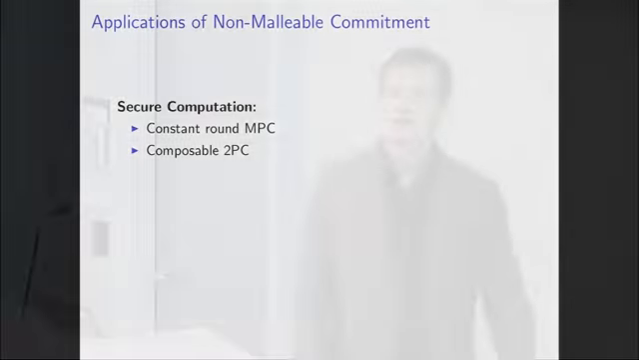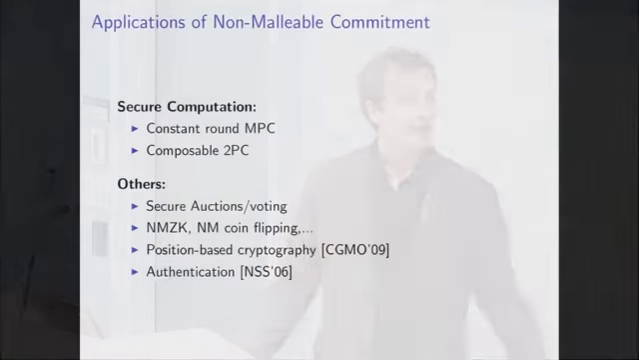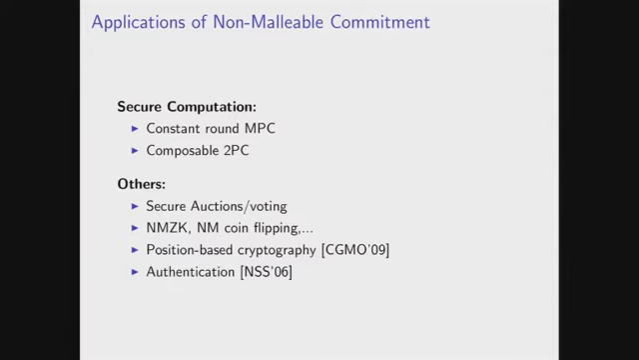Since 1991, numerous applications for non-malleable commitment have been found, most notably to secure computation. In fact, in some settings, the only way we know how to get constant round multi-party computation is via constant round non-malleable commitment. And any sort of composable two-party computation you could imagine would have to have some sort of non-malleability. So these are two prominent applications of non-malleable commitment, and numerous others have been discovered since 91.